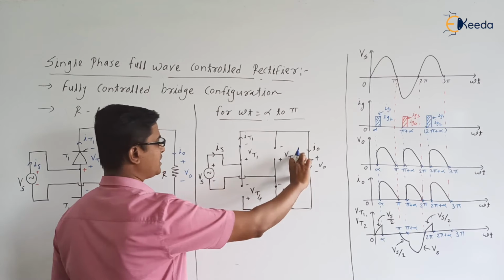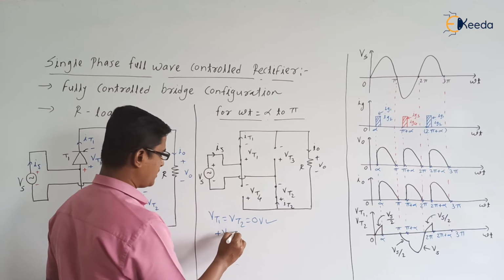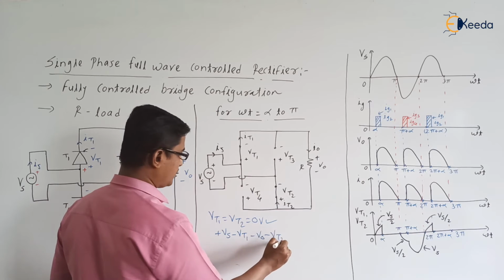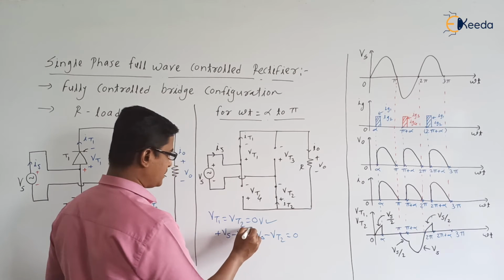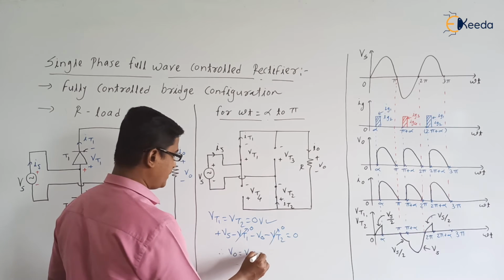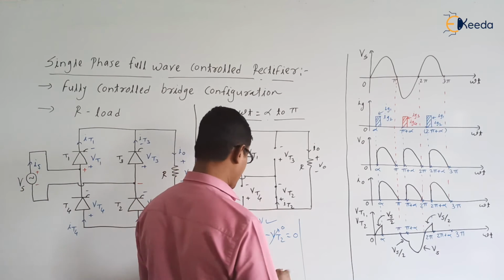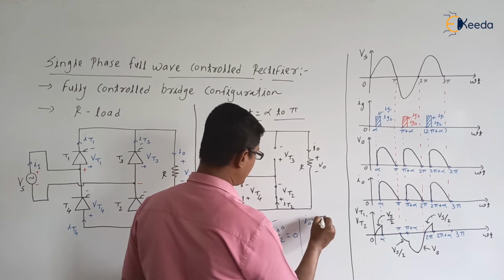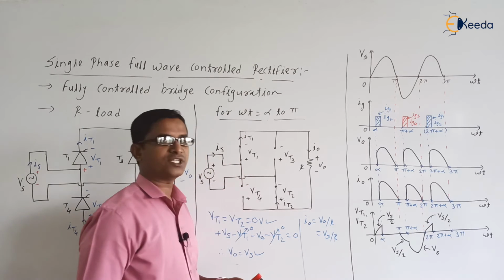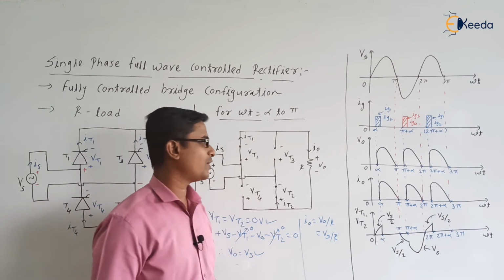So what is the V0? Can we say that V0 is equal to Vs? Or you can apply the KVL. Yes, KVL, it is plus Vs minus Vt1 minus V0 minus Vt2 is equal to 0. Out of that Vt1 is 0, Vt2 is also 0. So we can write V0 is equal to Vs. V0 is same as that of the supply voltage. Is this clear? Next, what is I0? I0 is equal to V0 by R, which is equal to Vs by R. Is this clear?